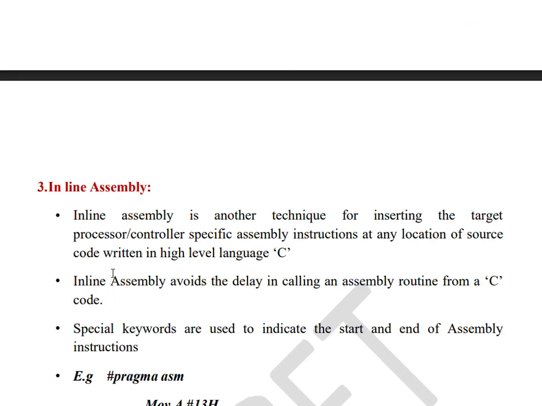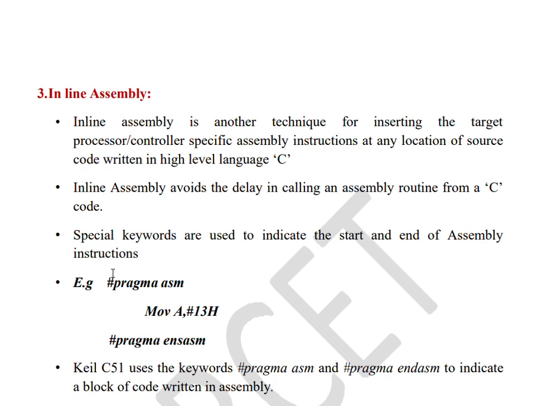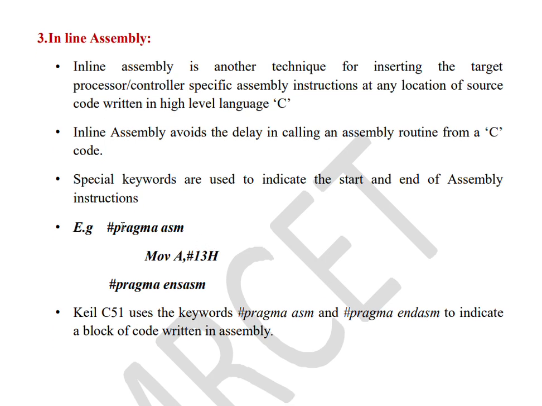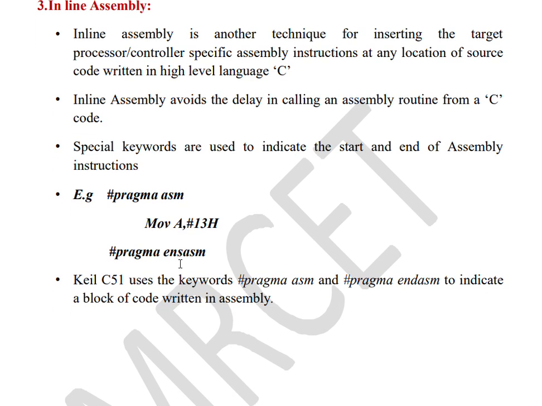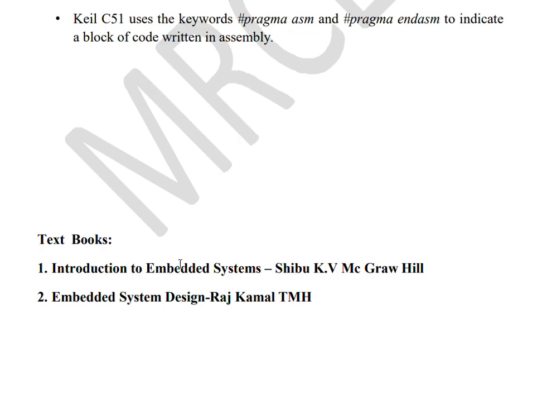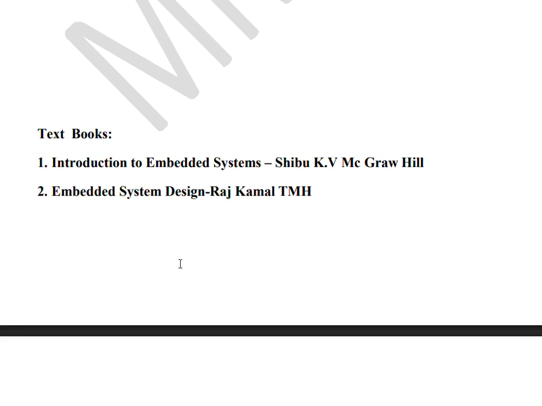Similarly, we have other conversions also. And the last one is inline assembly. Inline assembly is another technique for inserting target processor or controller instructions. We have special keywords that are used to indicate the start and end of assembly instructions. The instructions would be #pragma asm and #pragma endasm. So Keil C51 uses the keyword pragma to indicate the block of code that is written in assembly language.